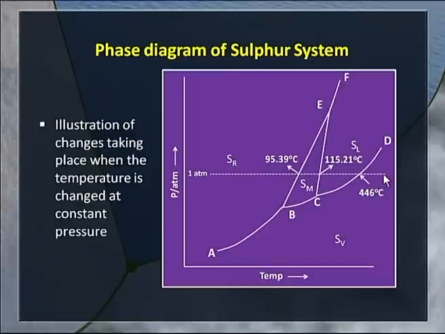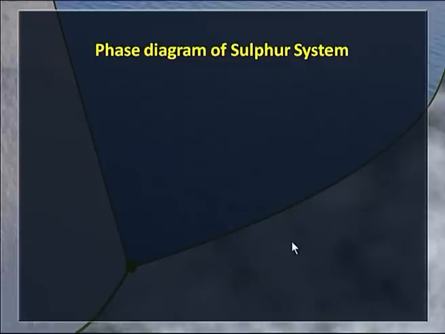Similar explanation can be given as we move at constant temperature. If we change the pressure, what happens? The descriptions are very similar. Now let us try to use our knowledge of phase diagram of sulfur.